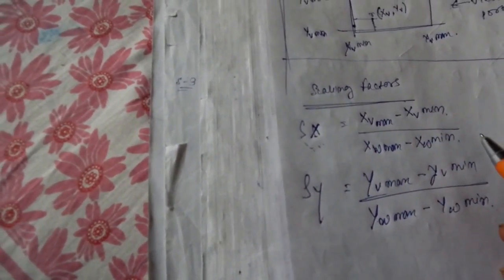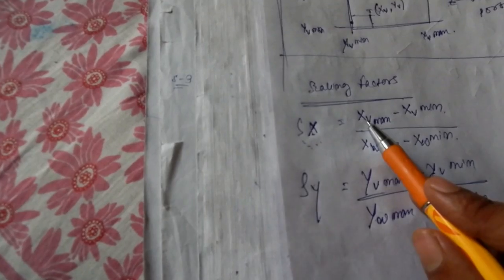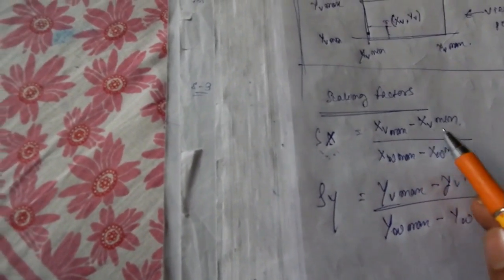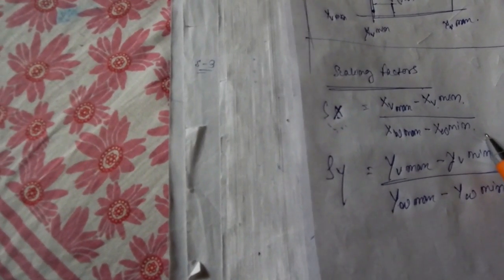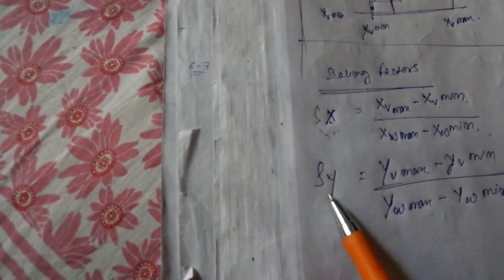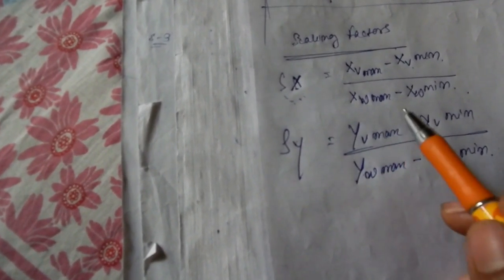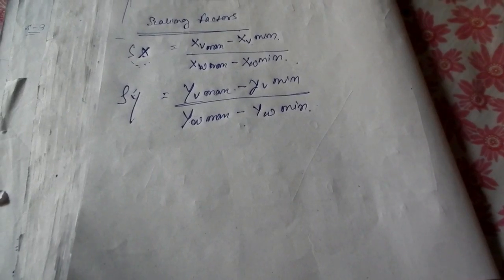So what is Sx? Sx is the change in value of x of the viewport for unit change in value of x of the window port, and Sy is the change in value of y of the viewport for unit change in value of y of the window port, right? So it's clear till now, I hope so.